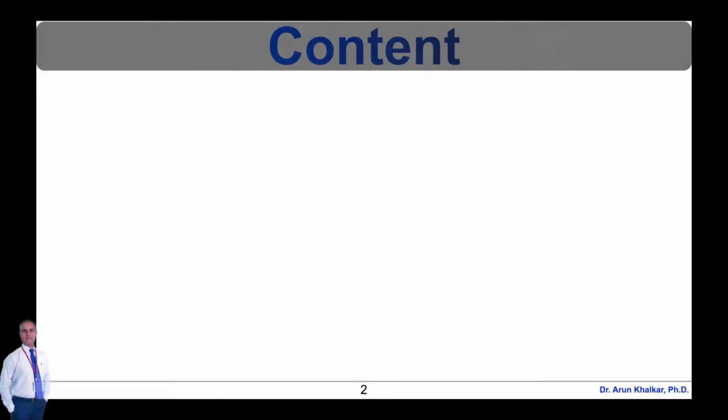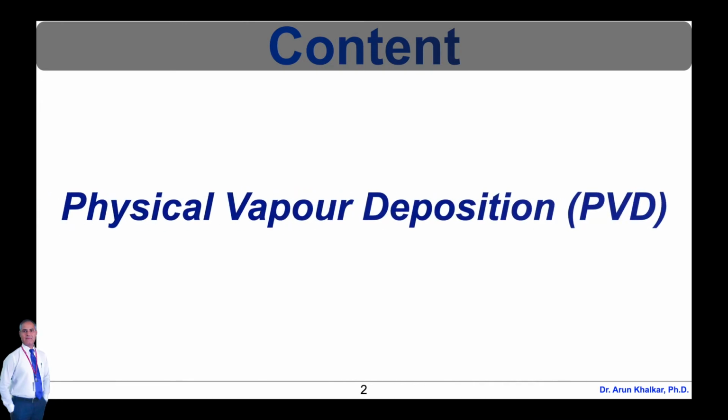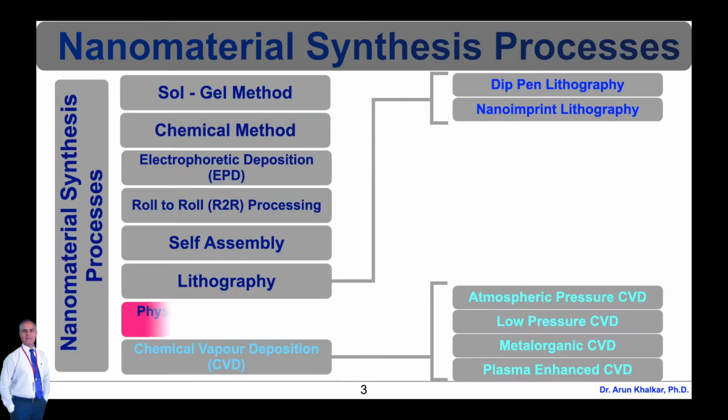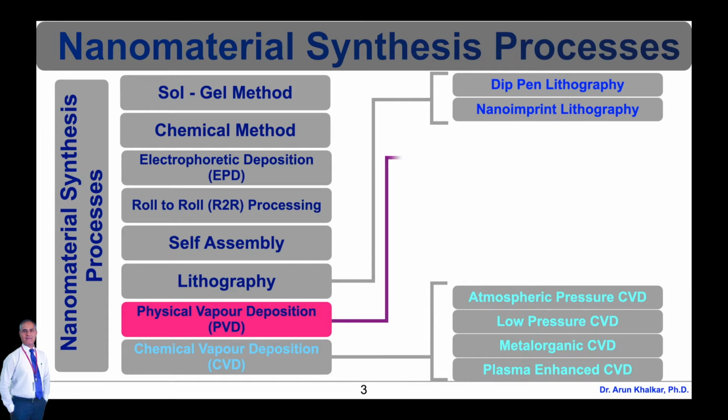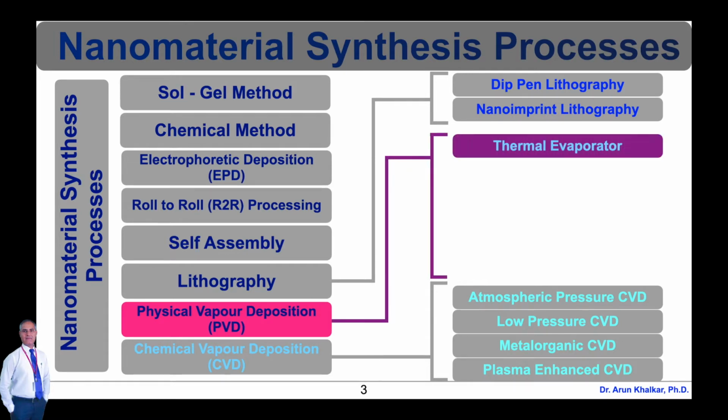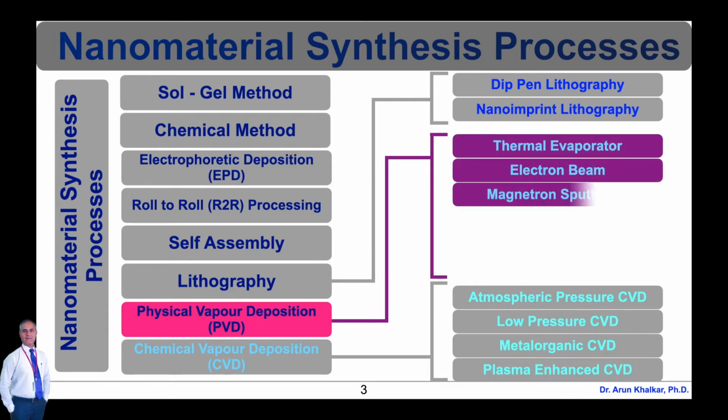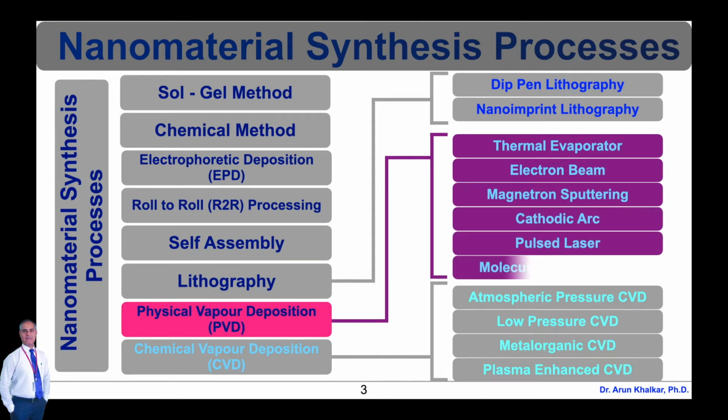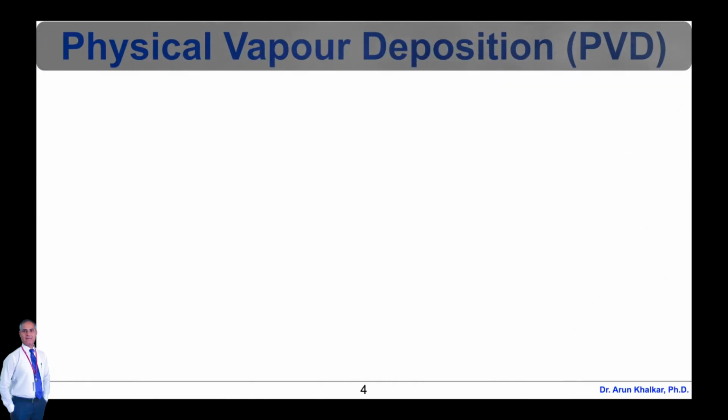In this lecture video, I will discuss the physical vapor deposition nanomaterial synthesis process, in which I will discuss first of all thermal evaporator, electron beam, magnetron sputtering, cathodic arc deposition, pulse laser deposition, and finally I will discuss molecular beam epitaxy. First of all, let's try to understand what is physical vapor deposition, that is PVD process.